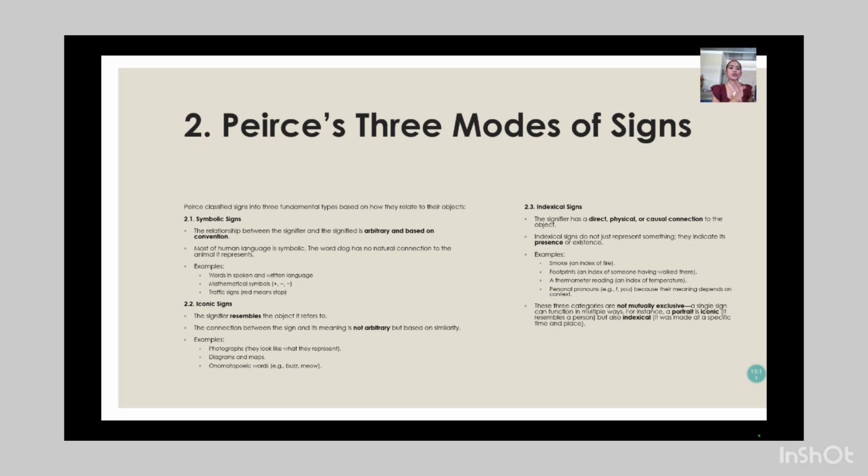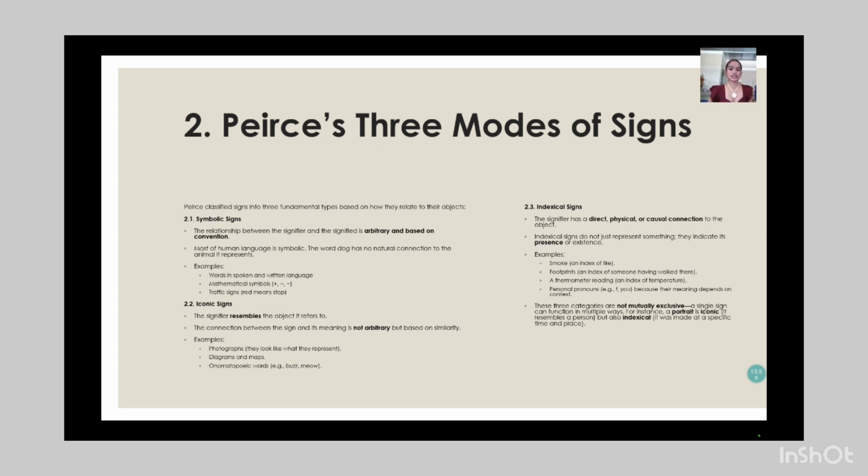Next, Peirce's three types of sign. Peirce classified signs into three fundamental types based on how they relate to their object. First is the symbolic sign. The relationship between the signifier and the signified is arbitrary, based on convention. Most human language is symbolic. The word dog has no natural connection to the animal it represents. Examples: spoken and written language, mathematical symbols, and traffic signs. Example, in traffic signs, red means stop.